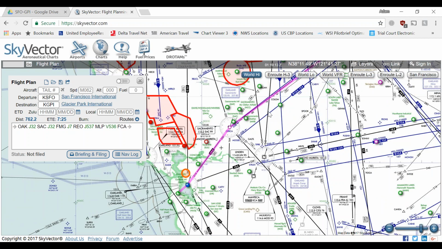So 762.2. So we got a route. One thing that I wanted to point out a minute ago is that all of the stuff that we did at the beginning, the only thing that should be hard that's left remaining that we haven't done is really the alternate. But really the first 20 minutes of the flight are the toughest part.